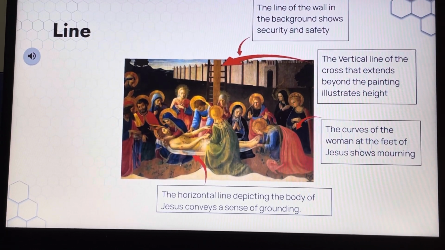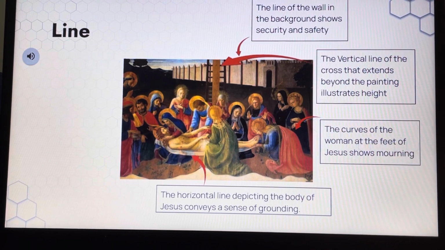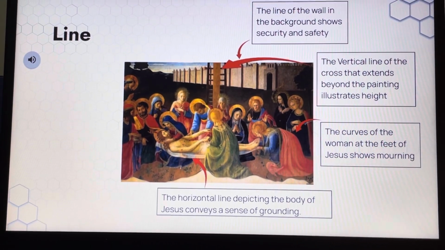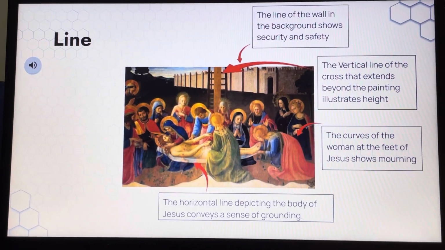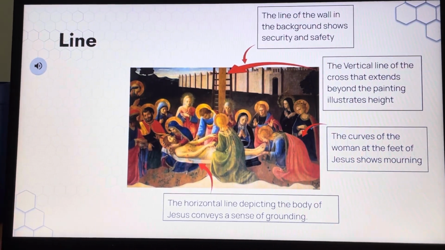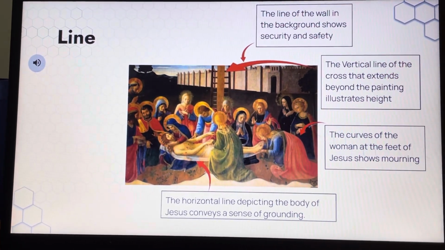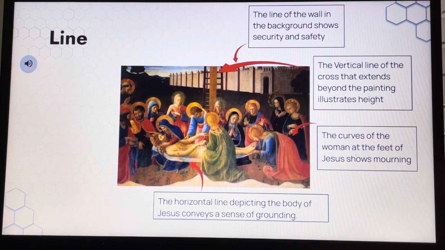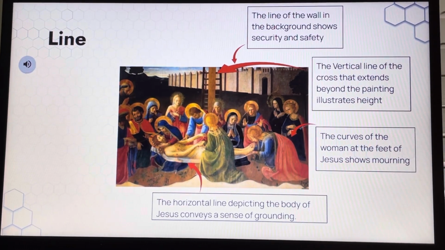Jesus' body is laying down horizontally. This creates a line which provides a sense of grounding and stability. Amongst all the curved and mournful figures, his is placed straight. This contrasts him with the rest of the people in the painting and provides a sense of certainty to the uncertain emotions conveyed by the mourning followers.